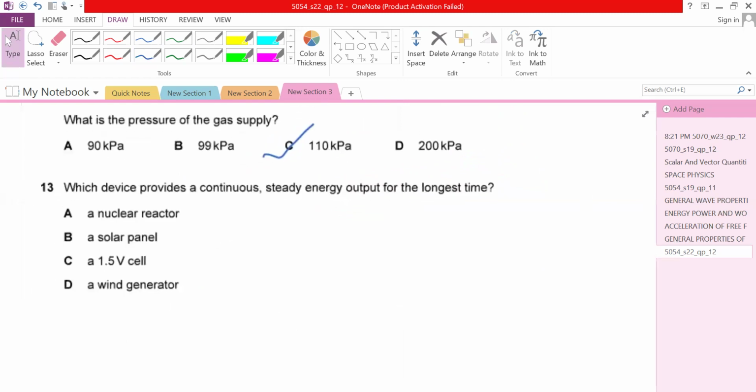Then question number 13. Which device provides a continuous steady energy output for the longest time? So it is a nuclear reactor.